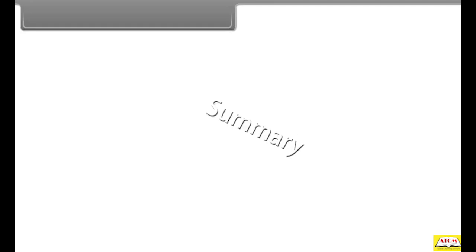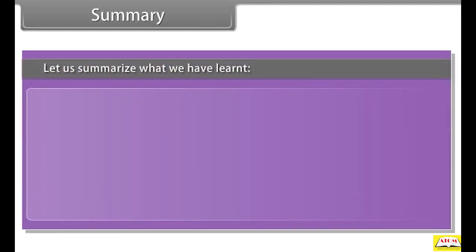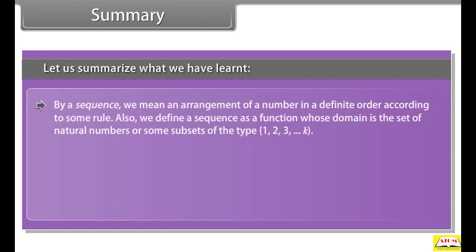Summary. Let us summarize what we have learnt. By a sequence, we mean an arrangement of numbers in a definite order according to some rule. Also, we define a sequence as a function whose domain is the set of natural numbers or some subset of the type 1, 2, 3 up to k.